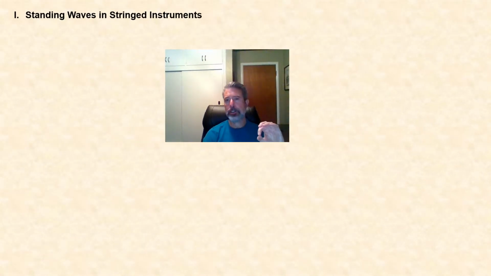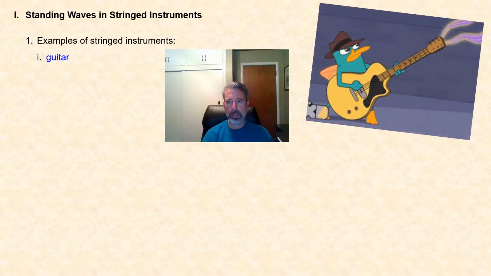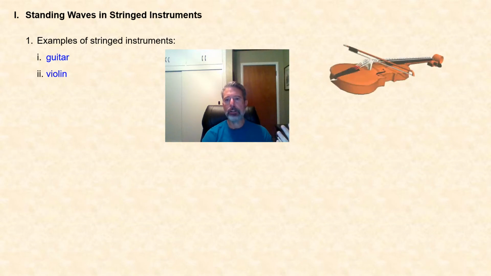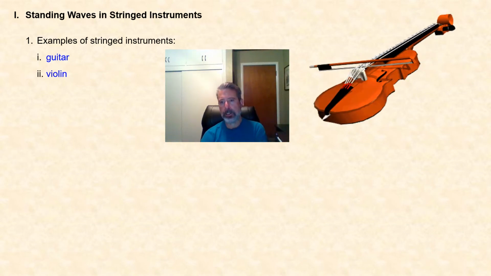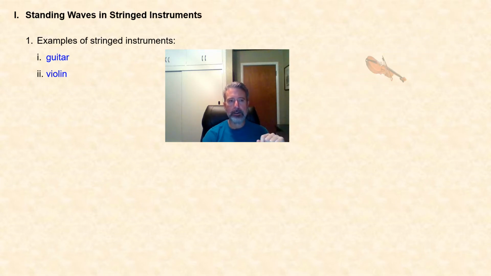So we'll start today's lesson by talking about standing waves in stringed instruments, and from there we will move to the standing waves that get formed in wind instruments. So let's start by taking a look at some common examples of stringed instruments. Obviously the guitar represents a stringed instrument, a set of strings that have the same length and fixed at both ends. The violin is another common example, with various strings of the same length but different thicknesses and different tensions, and we'll talk more about that later.